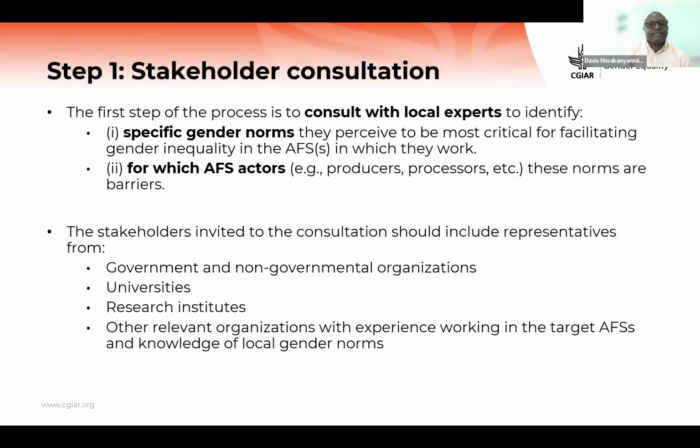Next slide. Step 1 on stakeholder consultation. This step involves consultation with local experts, and the aim is to use the experts' help to identify specific gender norms that they perceive to be most critical for facilitating gender inequalities in the agri-food systems in which they work, but also help identify for which agri-food system actors these norms are barriers. So when inviting these stakeholders for consultation, it is important to include representatives from the government, NGOs, universities, research institutes, and other organizations with experience working in the target agri-food systems, and those who are also knowledgeable in terms of local gender norms. Next slide.